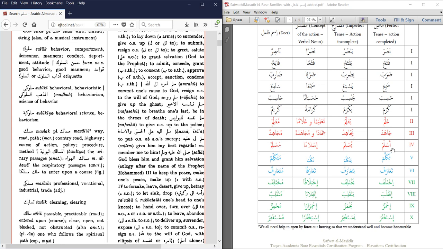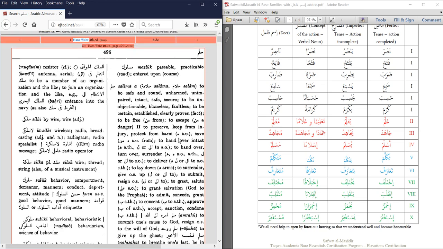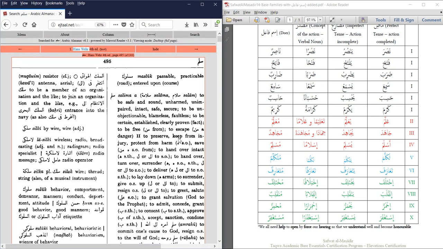So you would say aslama, because that's literally the same word, and that's to forsake, to leave. And that's basically how you use the Wehr dictionary.